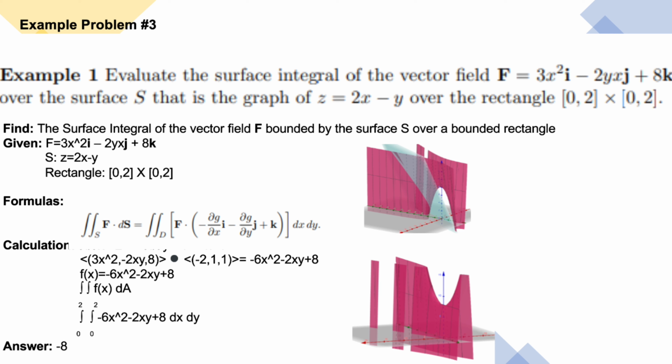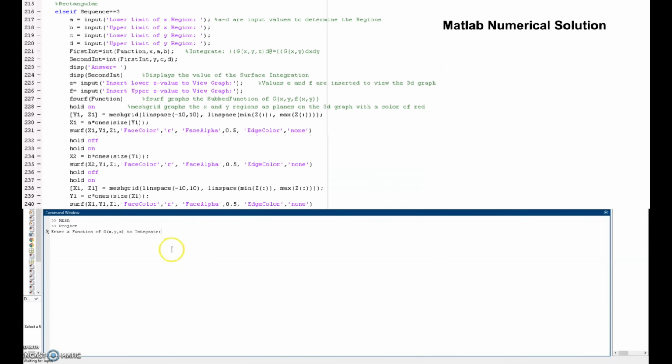We will use the general formula of integration with the twist of utilizing the dot product between the surface S and the vector field F. Starting on our calculations, we use the dot product between vector field F and the partial derivatives of z in the respective order of i, j, and k. Completing the dot product, we result in f of x equal to negative 6x squared minus 2xy plus 8. We now have our surface integral with the region of 0 to 2 by 0 to 2. We receive an answer of 8.